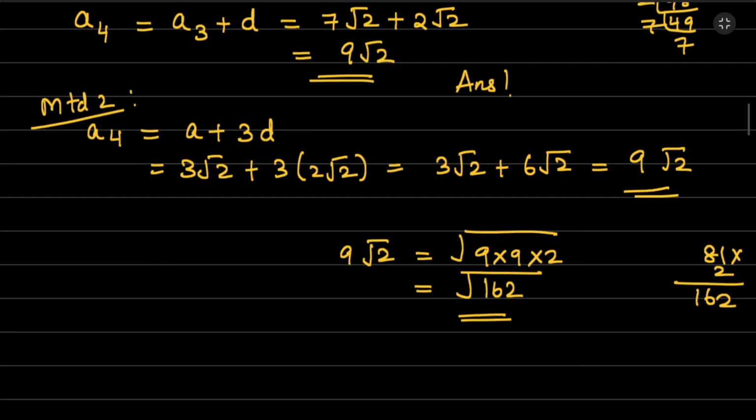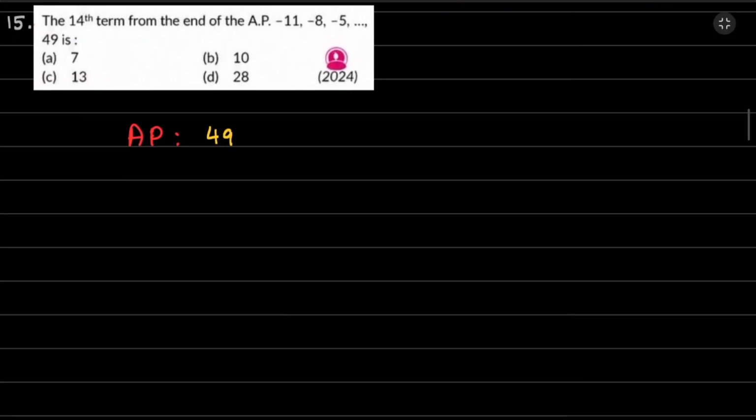No, it's a little different. Okay, so 49 and so on, then minus 5, minus 8 and minus 11. I've just flipped the given AP. So you are asked the 14th term from the end if it is your original AP, but once you flip it, you can find out the 14th term from the start of the AP.